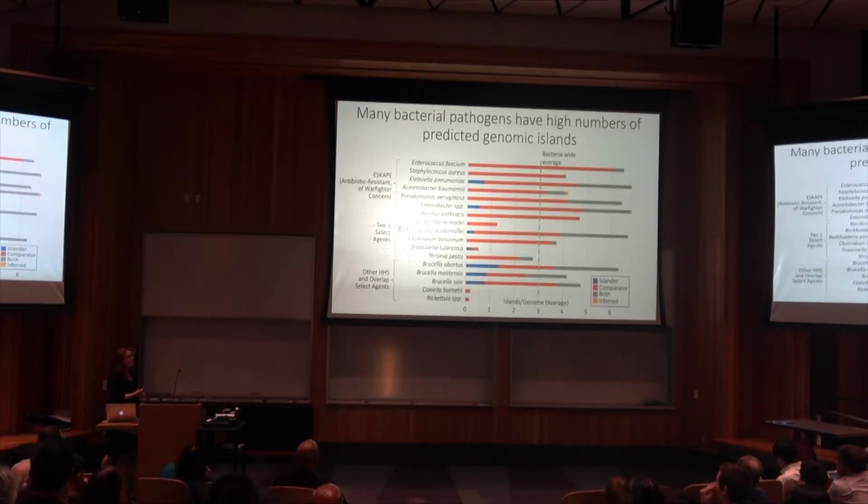Additionally, we find that many bacterial pathogens have high numbers of predicted genomic islands, as shown here, where the bacteria-wide average is about 3 islands per genome, and a lot of these pathogens far surpass that.